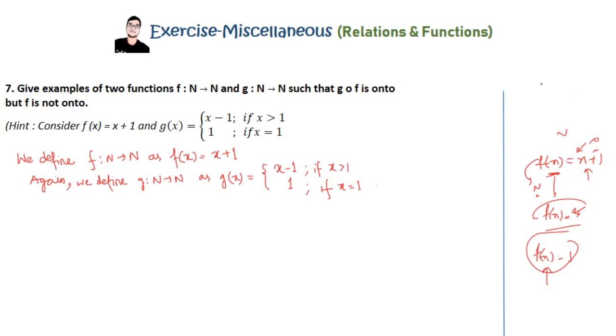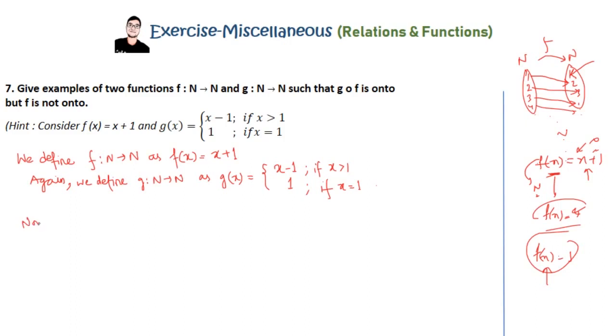If I draw a more general diagram, the mapping from N to N of f, 1, 2, 3, 4 will be elements of the domain and 1, 2, 3, 4 will be of its codomain. So 1 will be related to 2, 2 will be related to 3, 3 will be related to 4, and this way it will go on. But here in the codomain, one element is missed out. The range is 2, 3, 4, 5, 6, 7, 8, 9, 10. I think I need not explain it more than this. So it is clearly not onto. That's why it is given.